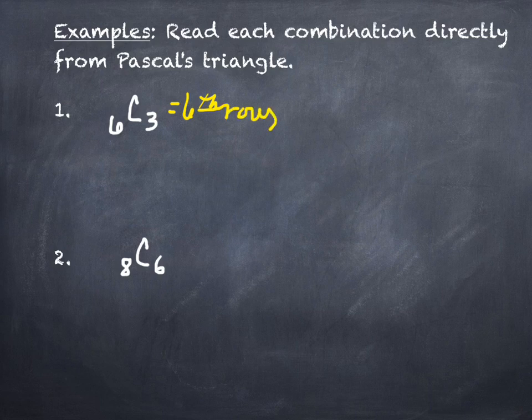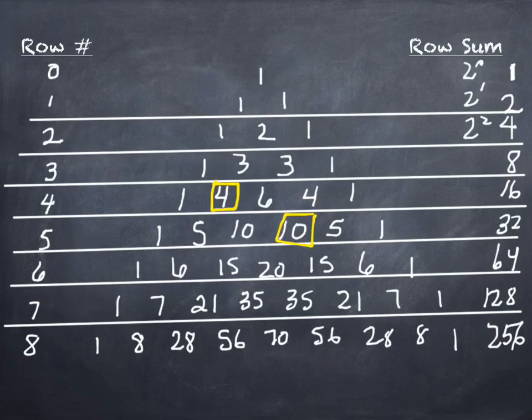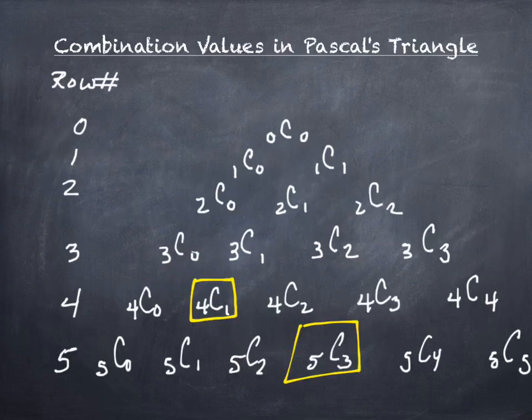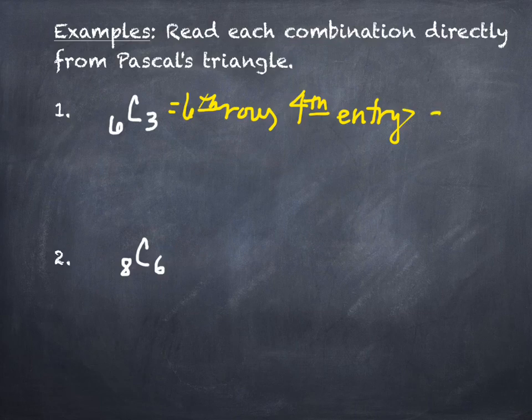What entry is this? Fourth. It's always one more. So that C3, that 3 down there at the bottom, it's not the third entry, it's the fourth entry. So this is the 6th row, 4th entry. That's what 6C3 means. So we're going back into our table over here. 6th row, 4th entry is 20. So 6C3 is 20.